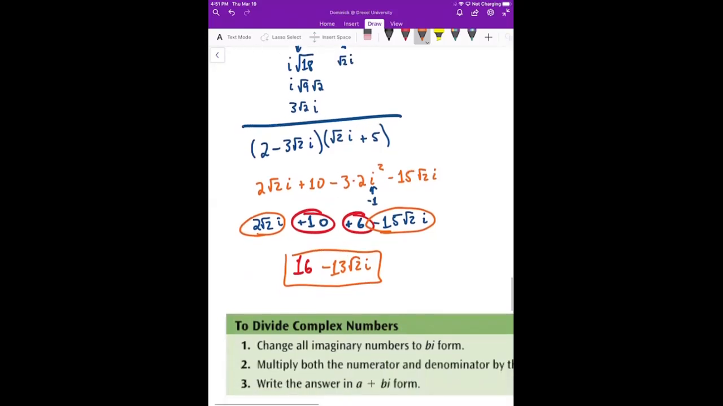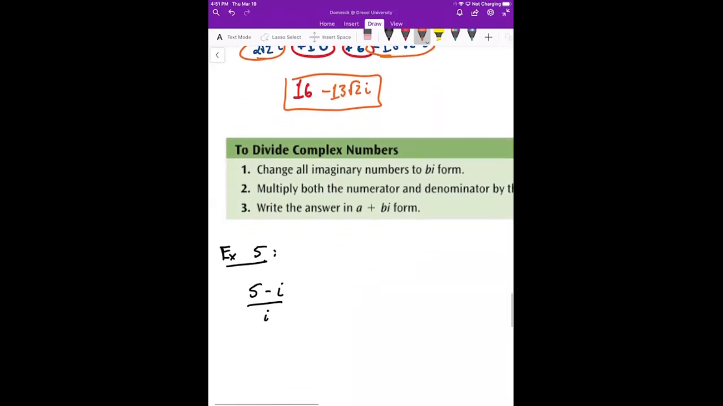Now last but not least, we'll talk about dividing. This is going to be very similar to when you divided with radicals. What you want to do is, after you convert everything to a plus bi form, multiply by the conjugate. Just like your conjugate with a radical expression, if you had something like a plus b square root of c, that's the original. Then the conjugate is the same thing, except we change the sign of the radical term.